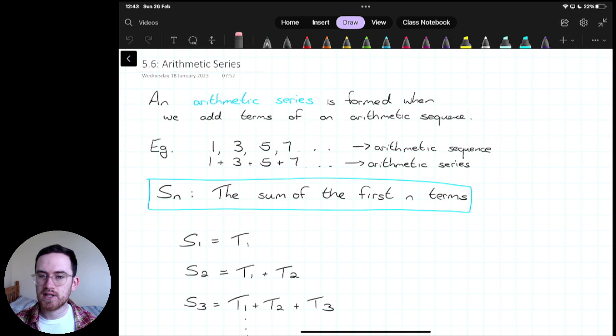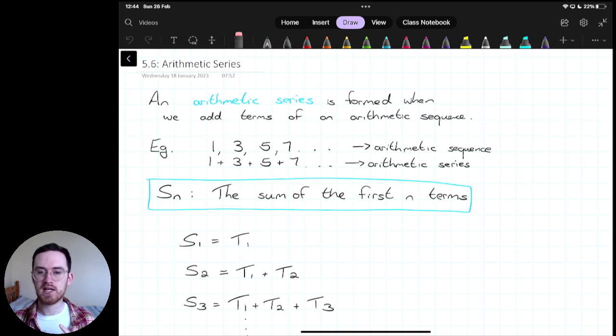So for the example here, we have 1, 3, 5, 7 as an arithmetic sequence, but 1 plus 3 plus 5 plus 7 turns it into a series where we're adding those terms together. And a series is related to a sequence. We have T representing the terms, and now we're going to have S representing the sum of some of those terms. So you do have to think of your series as related to the sequence, and a lot of the time we'll be moving between the two.